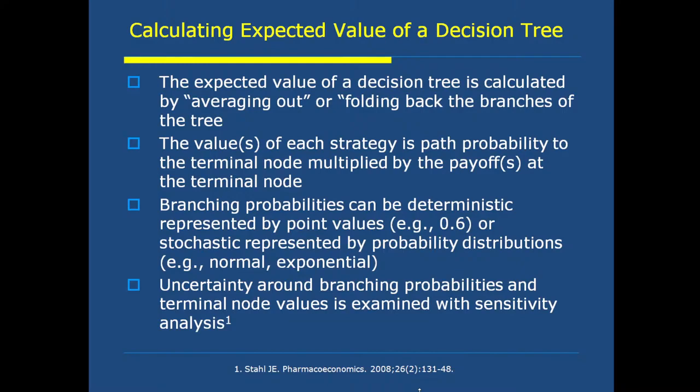Branching probabilities can be deterministic, represented by point values, or stochastic, represented by probability distributions. Uncertainty around branching probabilities and terminal node values is examined with sensitivity analysis.